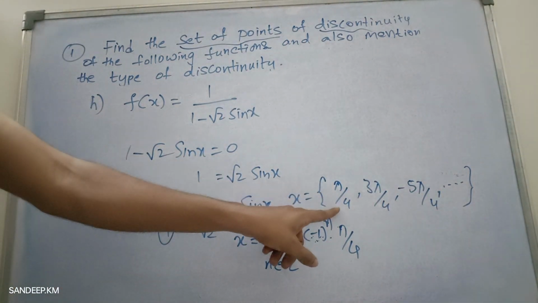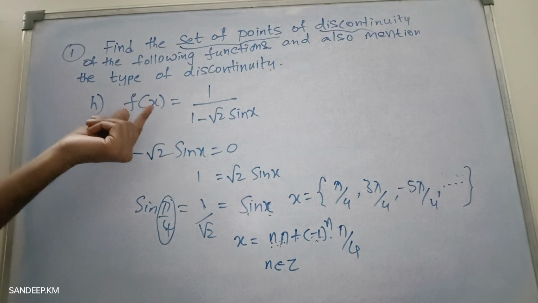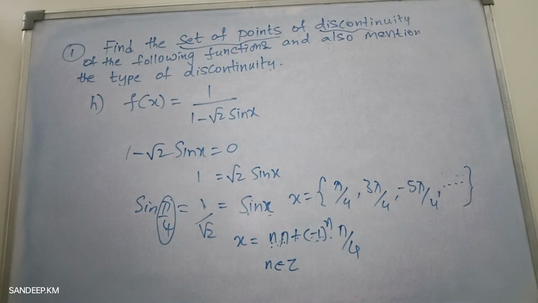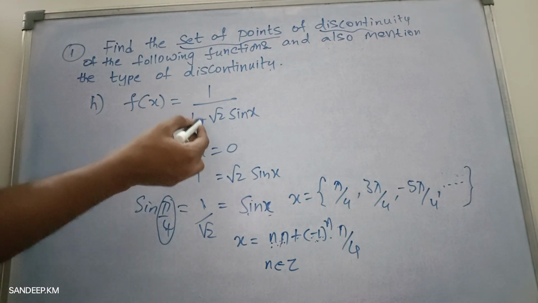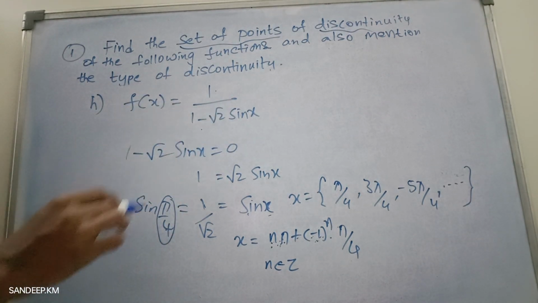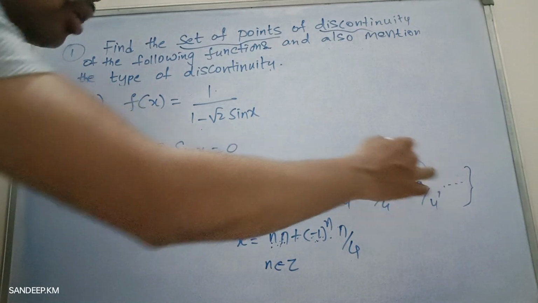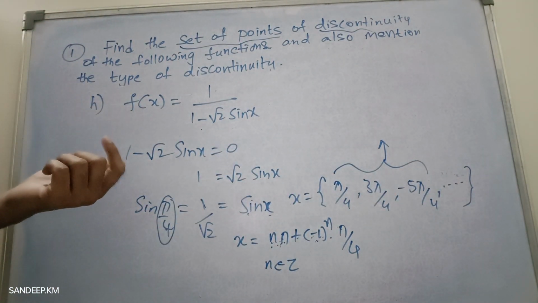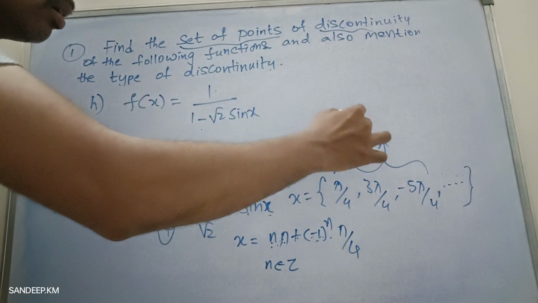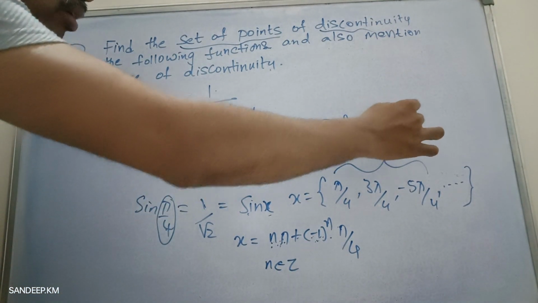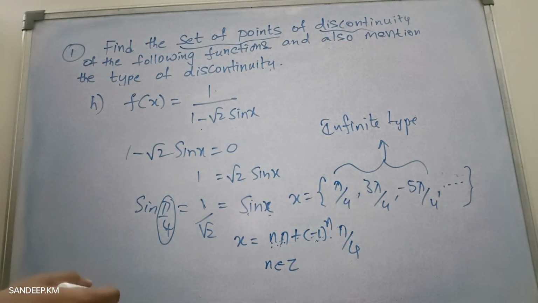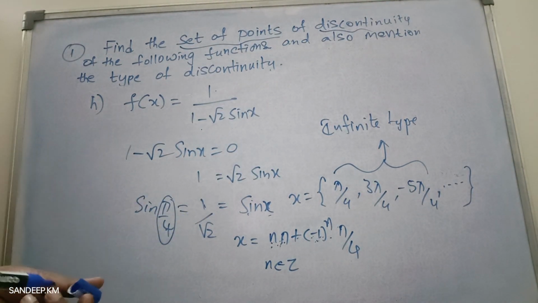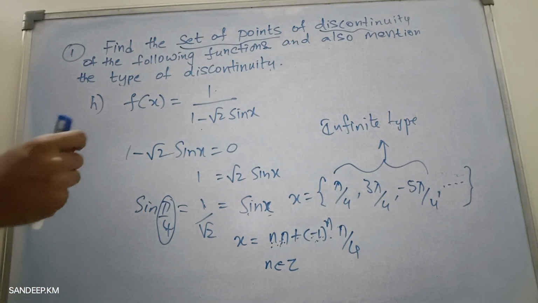So at all these inputs, the denominator is 0, the function is not defined. Therefore, these inputs are the points of discontinuity. And obviously, since the denominator is becoming 0 and the numerator is a finite number, at all these points, what type of discontinuity do we get? Infinite type discontinuity. So these are the points where the function is discontinuous, and it is infinite type discontinuity. So this is only part 1 of the problems on discontinuities.